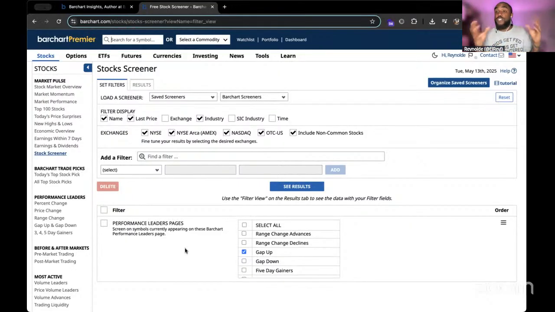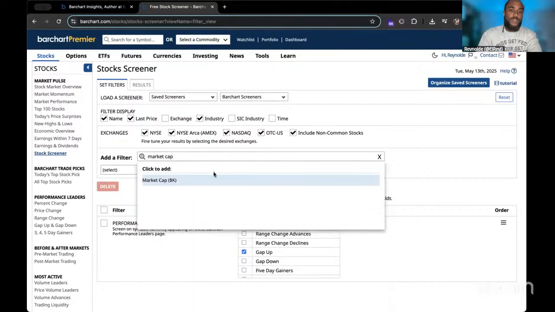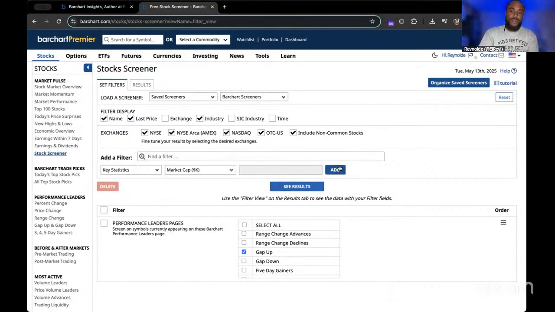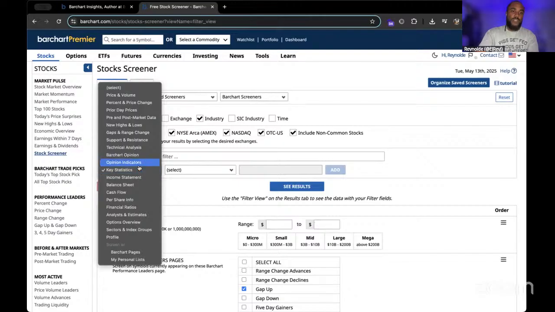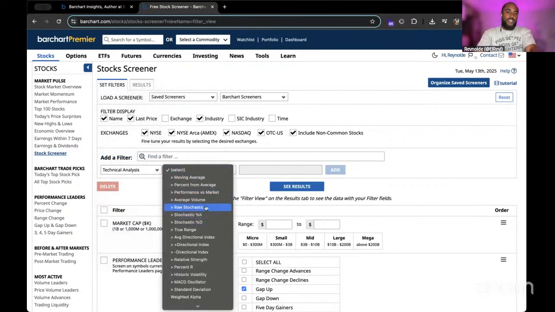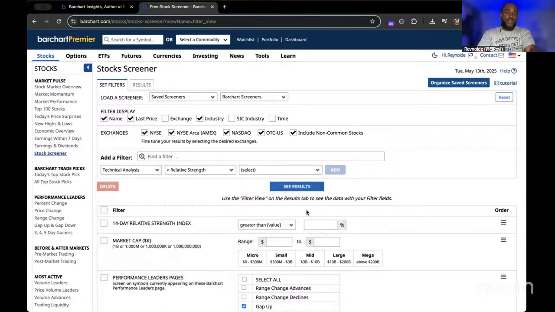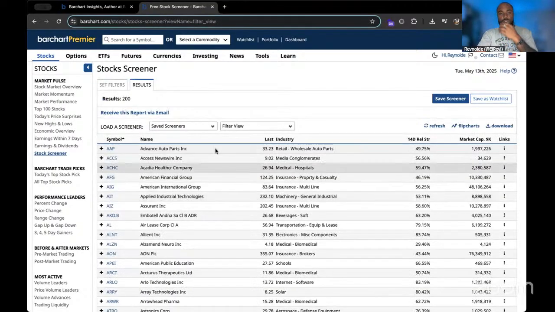This one is just if you like gaps and you're looking for gaps with certain market caps, and I keep using these as an example, but you can do whatever you want. You can click on this too and find different ones, whether it's technical analysis. We can put RSI in here, right? So relative strength index, we'll go with 14-day. We can add that and then click see results.